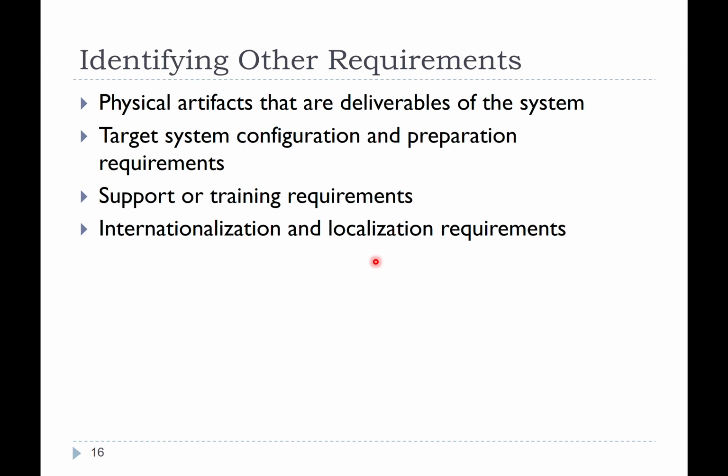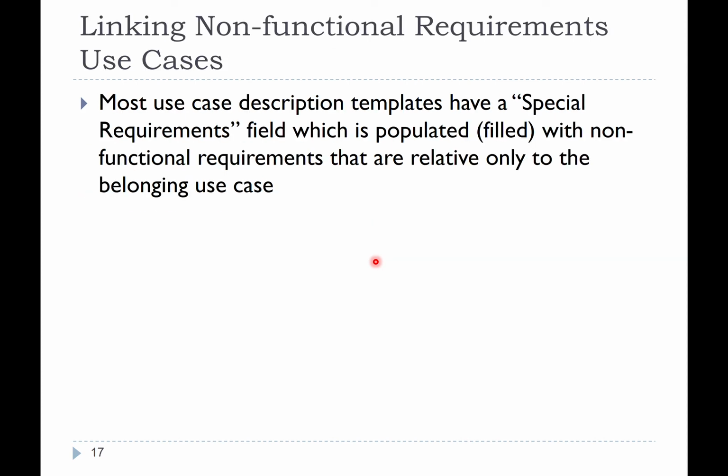Going back again, if we have a use case and it's related to a particular non-functional requirement, there is usually a special requirements field at the very bottom of every use case template, and with it we can write down and link it to any specific non-functional requirement that we have, in order to say that when this use case is being executed and performed, the execution should also adhere to certain non-functional requirements if they're applicable.